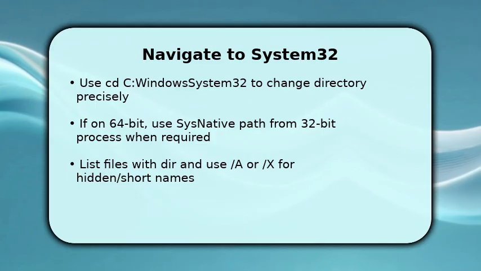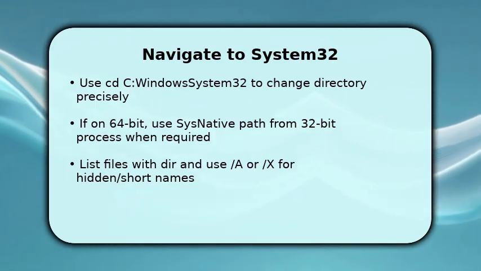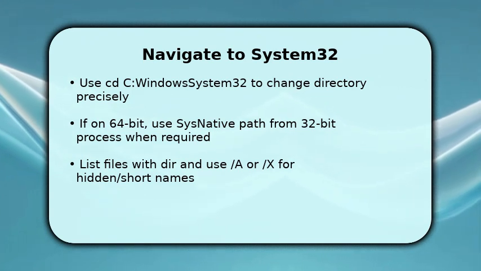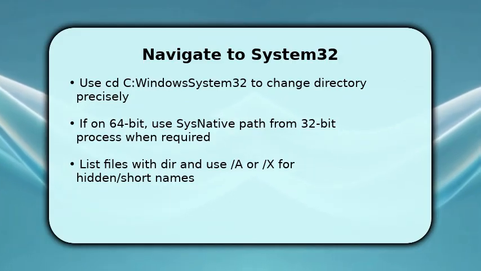Once there, use dir to list files, and add switches like /a to show hidden items or /x to reveal short names. Doing this shows exactly what's available before you run or edit anything.